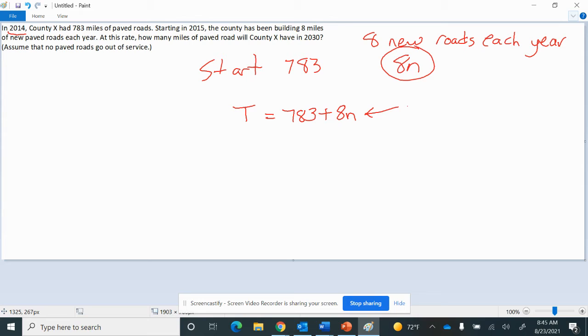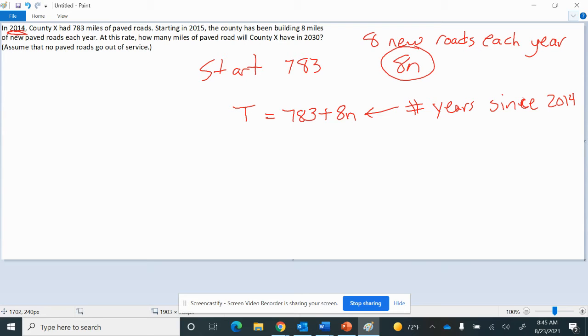What is n? Well, n, again, they are building 8 new roads per year starting in 2014. So in 2015, I would plug in 1 for n. 2016 has been 2 years since 2014, so I would plug in 2. In general, what n is for this particular problem, or x if you used x, is the number of years since 2014.